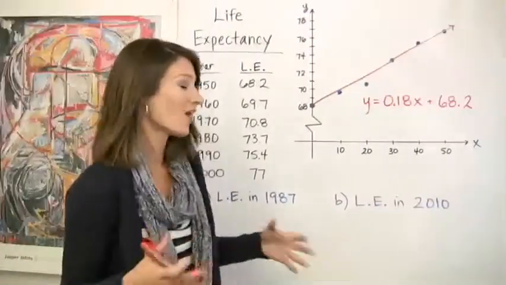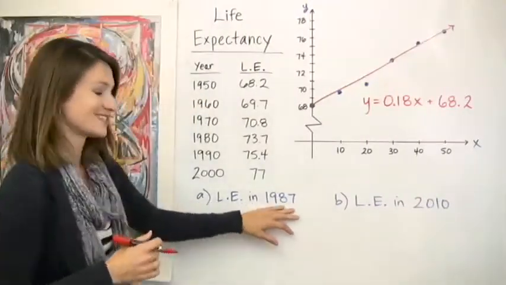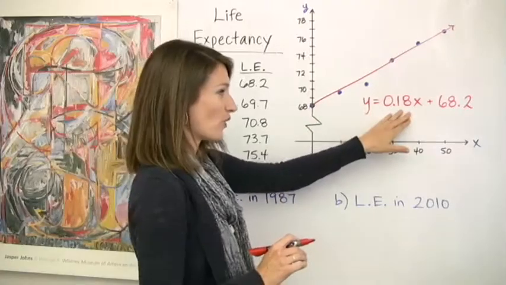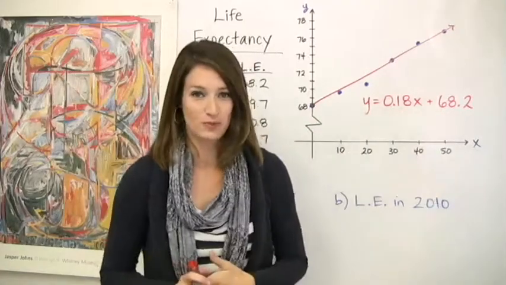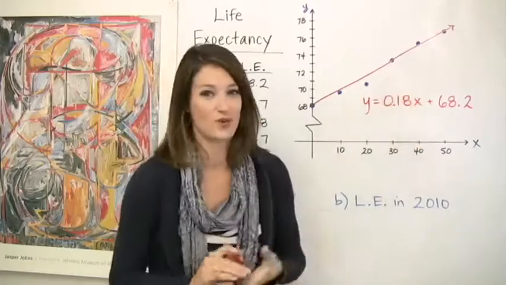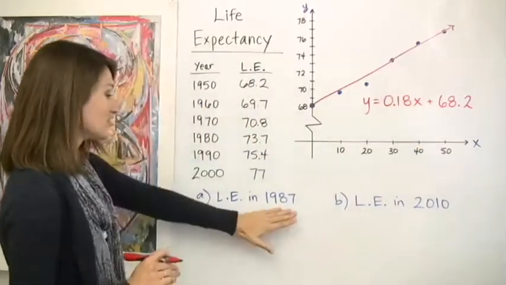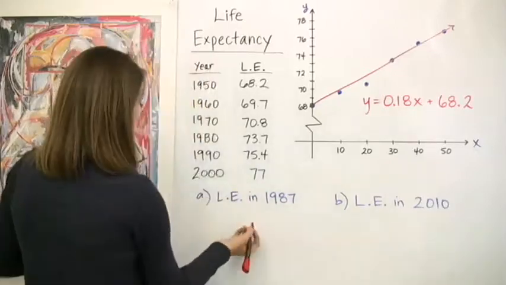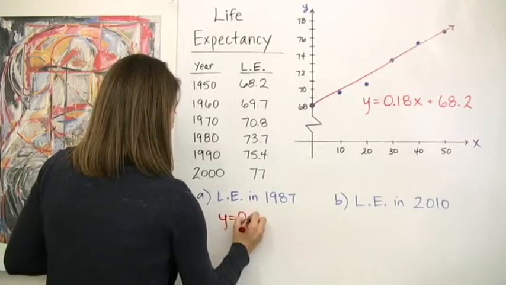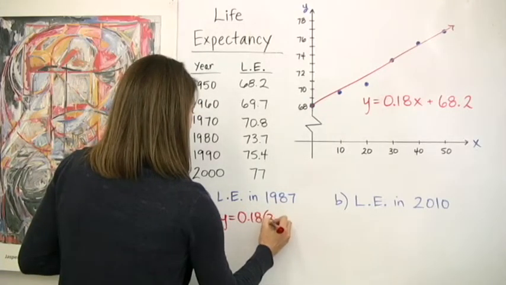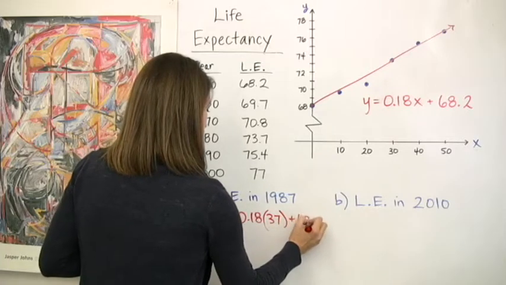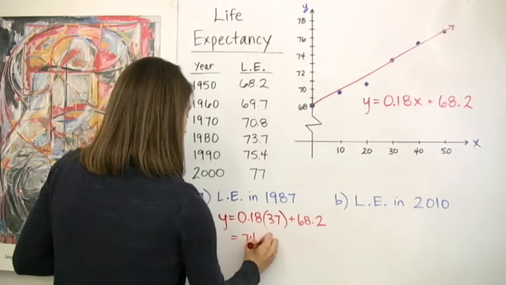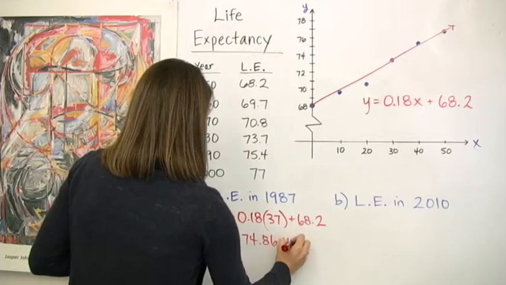Okay, so suppose you are asked to interpolate the life expectancy in 1987. So we use the equation that we just found, y equals 0.18x plus 68.2. We find a value for x, plug that in, and we'll have our life expectancy. So the year 1987, that's 37 years since 1950, so that becomes our x value. So if we plug that in, y is equal to 0.18 times 37 plus 68.2. We do this math here, and we get 74.86 years.